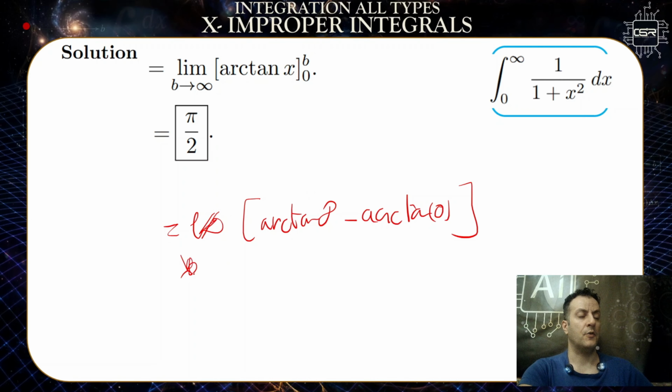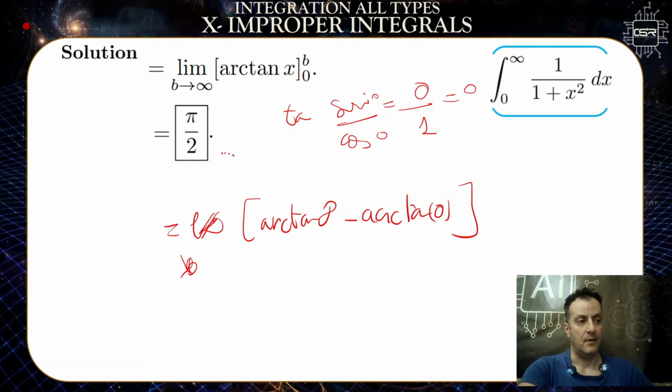So first, arctan 0, meaning what is the angle for which the tangent becomes 0? That would be 0. Why? Because tan is equal to sine of the angle divided by cosine. Sine 0 is equal to 0. Cosine 0 is equal to 1. So it gives us 0. Okay, but for which angle does the tangent become infinity? Simply, it is for 90 degrees.